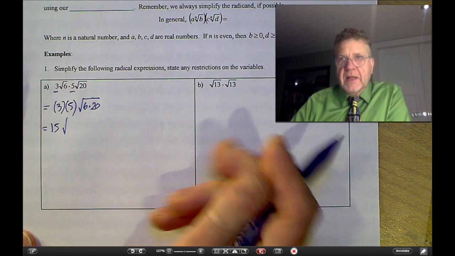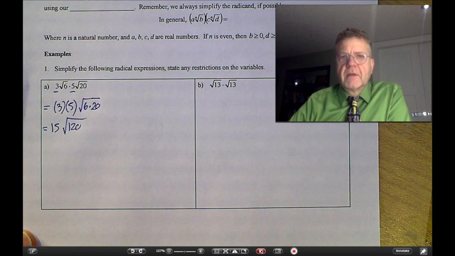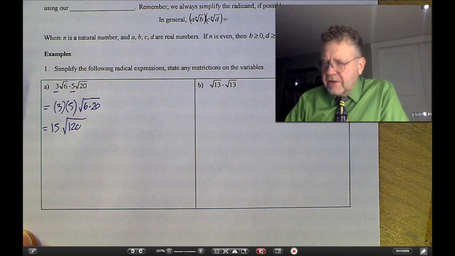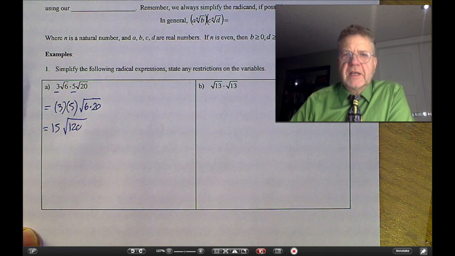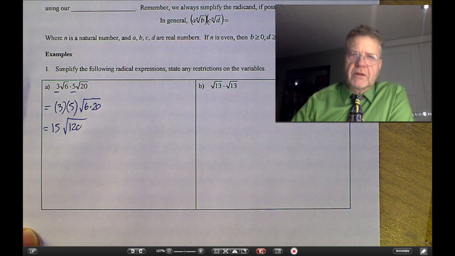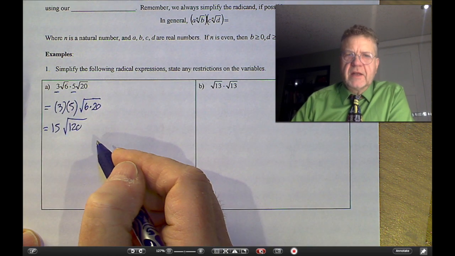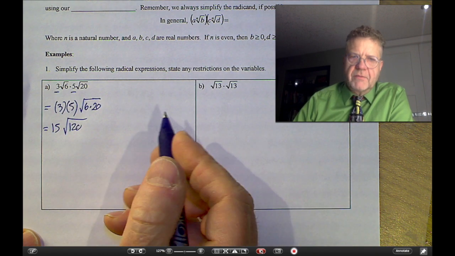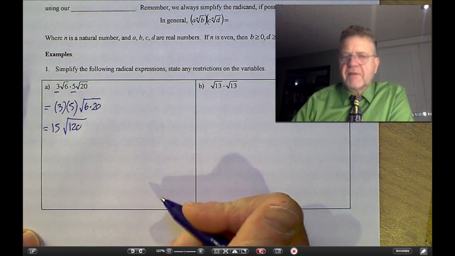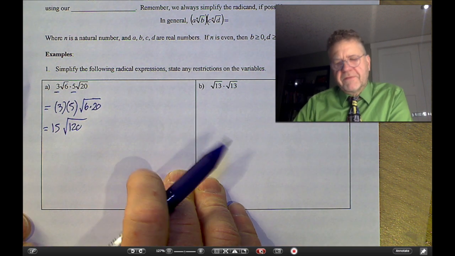And 6 times 20 is what? 3 times 40, what? 120? There we go. We're not done. We never are done. It's never that simple. Because you look at this radicand 120 and you got to ask yourself, can I simplify that whole radical expression? And in fact, you can, because there is a perfect square hiding in there. And you've got to get used to always asking yourself, are there perfect squares hiding under the radical sign? Because if there are, you got to pull them out to fully simplify your final thing.